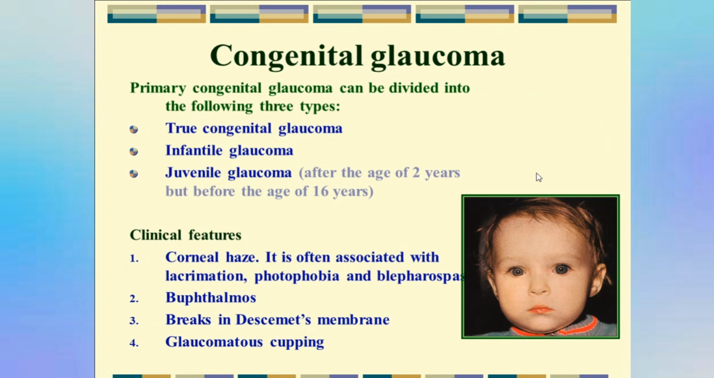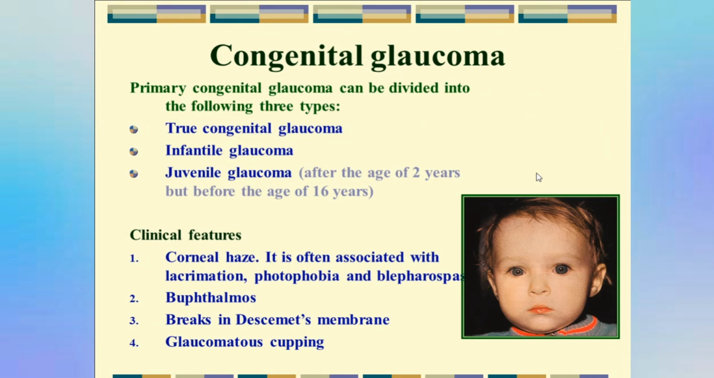Clinical features. Of course, a newborn can't tell you about pain, can't say about redness, and so on. Usually, we can see corneal haze, so blurring cornea, not fully transparent cornea, and we can see lacrimation, photophobia, and blepharospasm. If you see such a newborn, you should send it to an ophthalmologist. In the late stages, we can see buphthalmos or big eye. We can see glaucomatous cupping, excavation of the optic nerve.